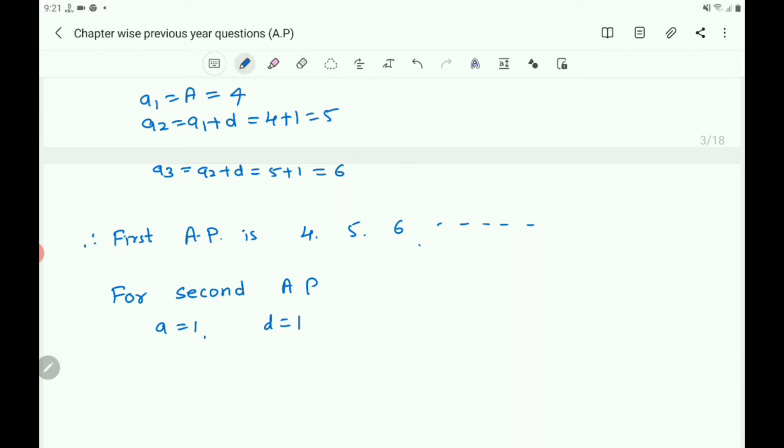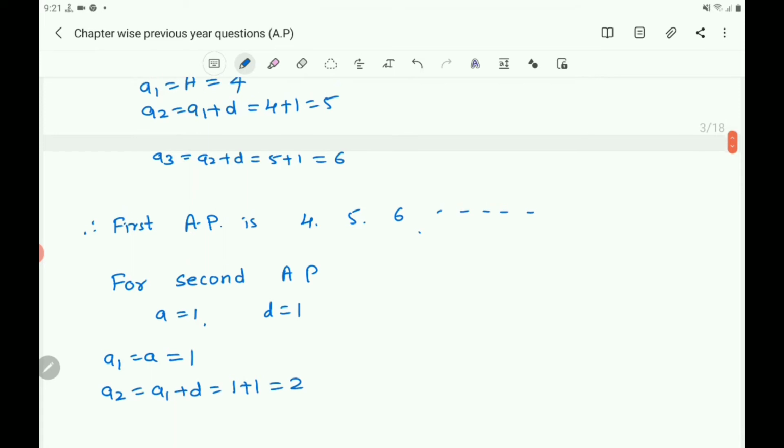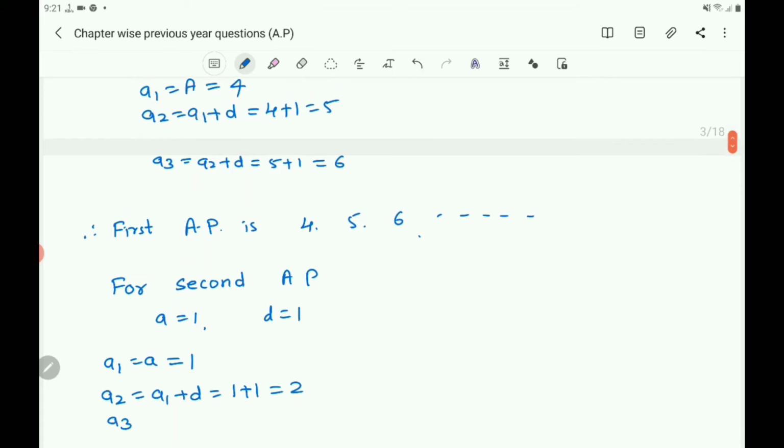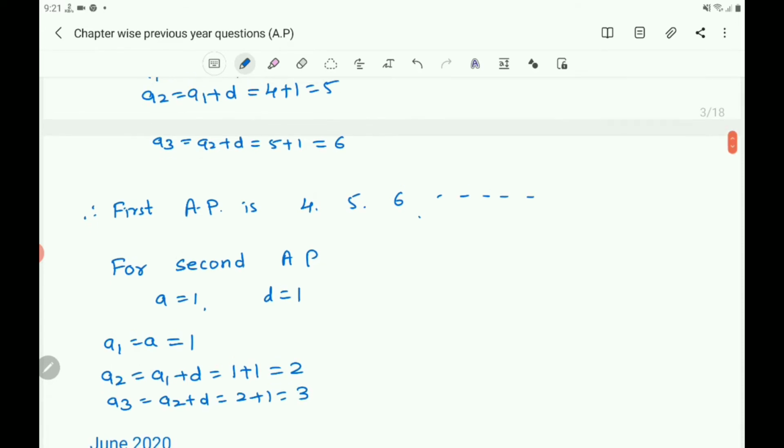Now you find the AP. A1 is equal to A, that is 1, and A2 is equal to A1 plus D. A1 is 1, D is 1, you will get 1 plus 1, 2. Then A3 is equal to A2 plus D. A2 is 2 plus 1 equals 3.